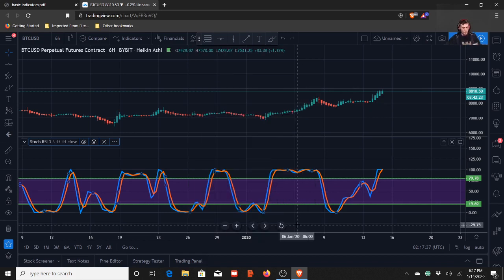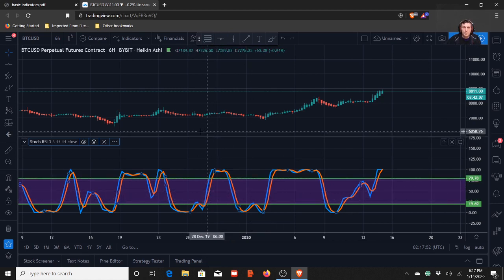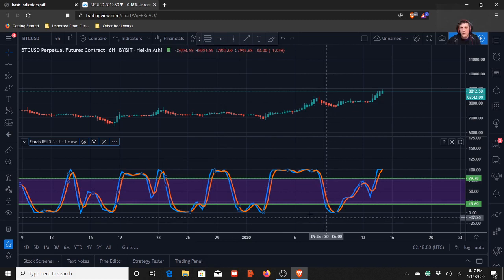The D is slower and the K is faster. Okay, but notice that when your blue is over your orange, the price action is moving up, and vice versa. When blue is under orange, price action is moving down. I trade this the exact same way as I do RSI. If I'm longing, I'm going to wait until we break the 20. Once we break the 20, I'm going to enter, and I'm going to ride it all the way up until we get to the overbought.